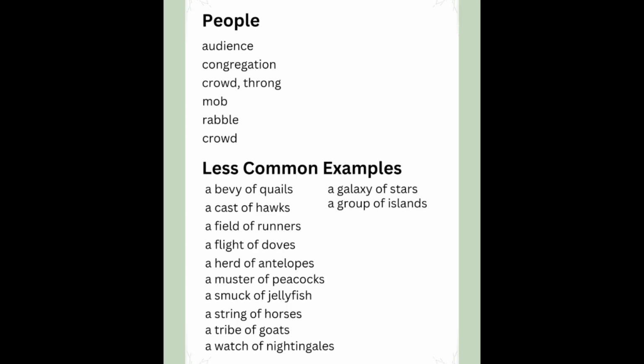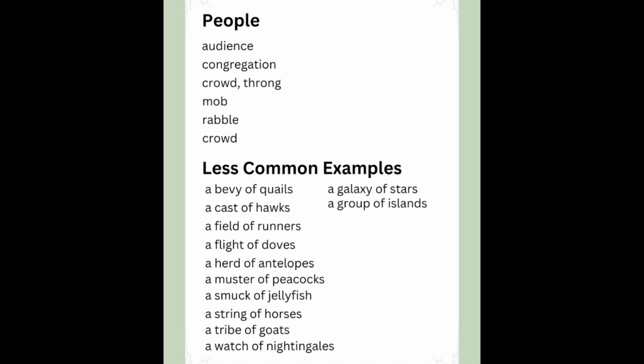For people, for their group terms or collections, at a concert, what do we call the group of people at a concert? We call them audience. People gathering in the church, we call them congregation. People in the streets gathering, we call it a crowd or a throng.